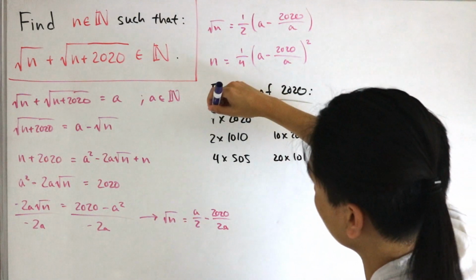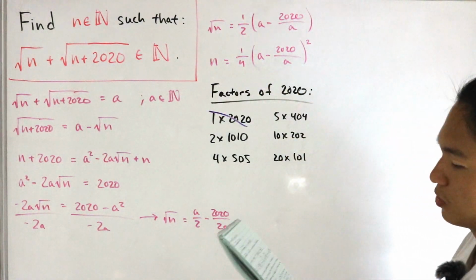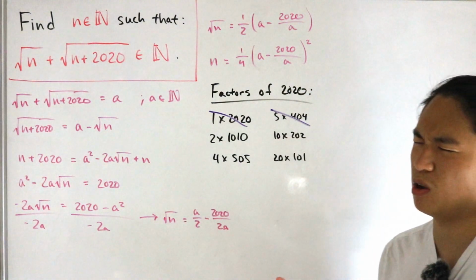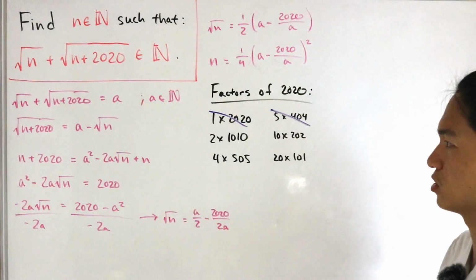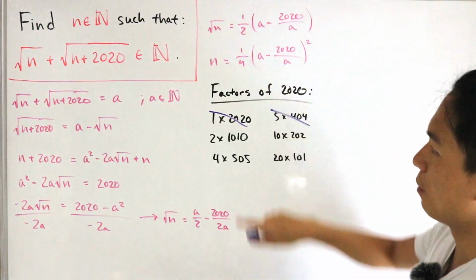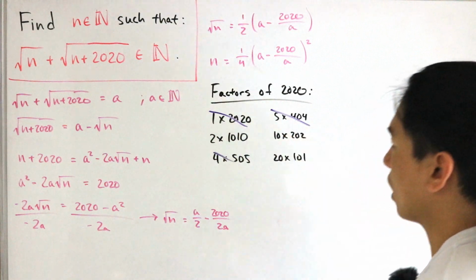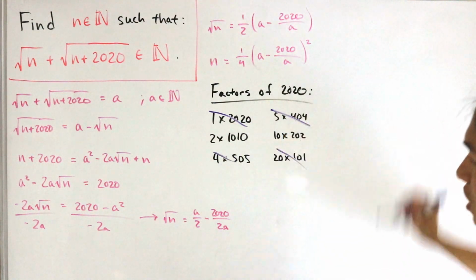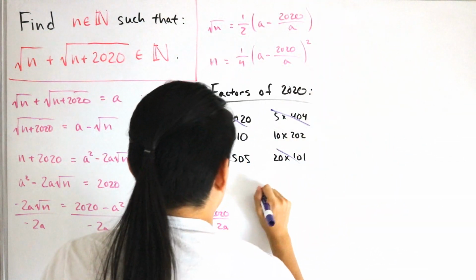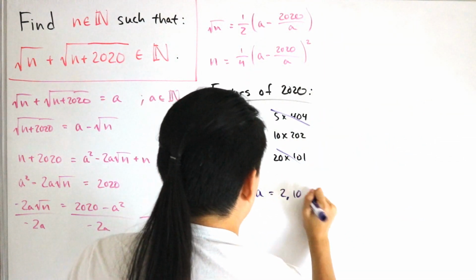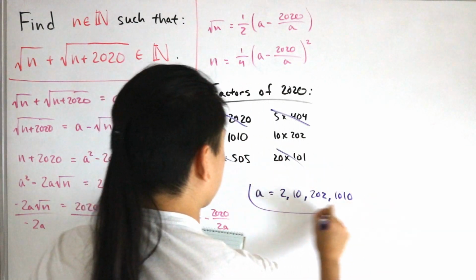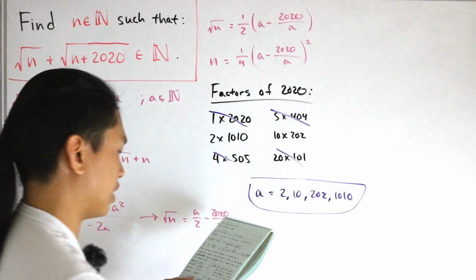So we can get rid of the 1 times 2020. The other one we can ignore is 5 times 404. I think I said 3 by mistake, but 4 different multiplications, so 8 factors we can ignore. That's what I meant to say. Another one we can ignore is 4 times 505. And then the last one we can ignore is 20 times 101. So with that being the case, A can simply be these following numbers: A can equal 2, 10, 202, and then 1010. So we have these 4 numbers we can plug in.